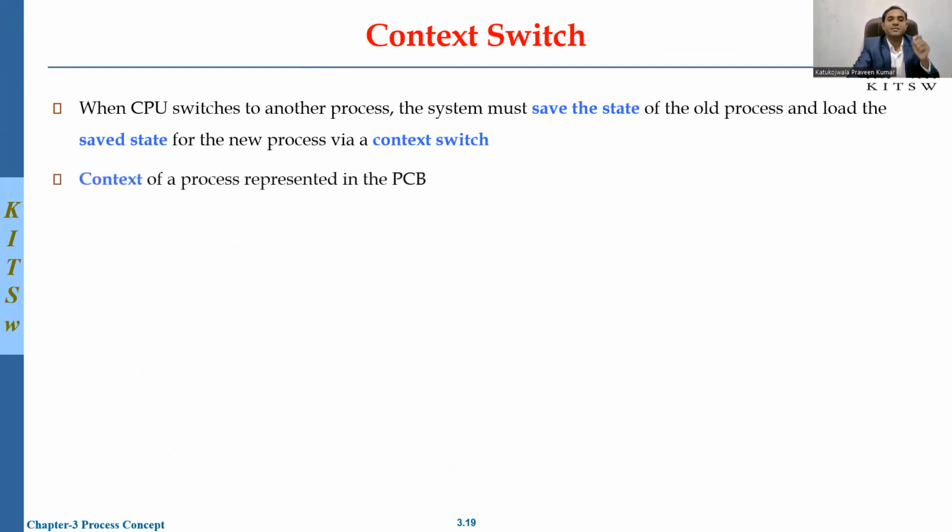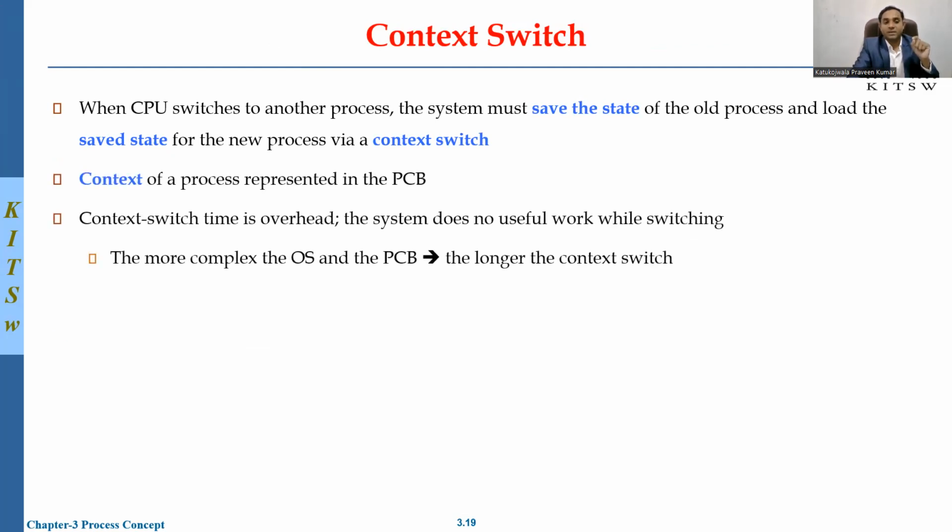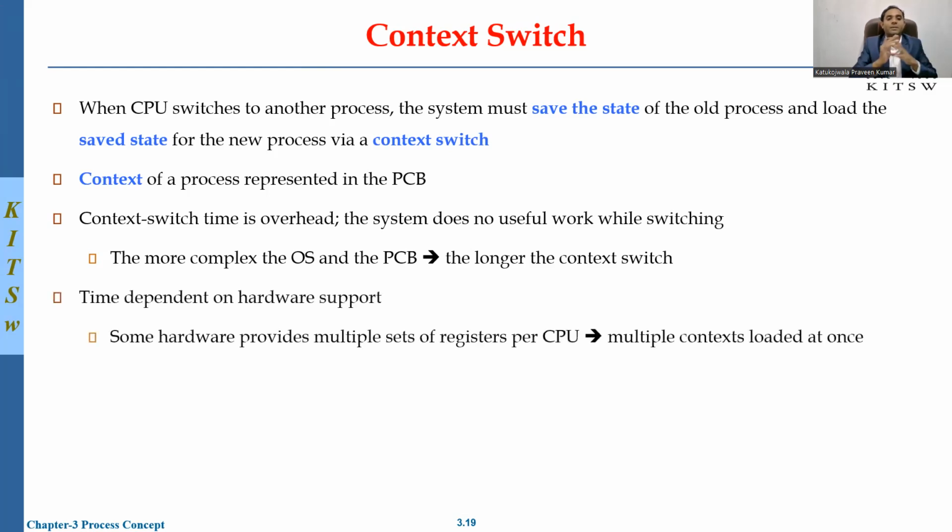The context of a process is represented in the process control block, and generally the more complex the OS and the process control blocks, the longer the context switch. Whenever the context switch is longer, it will be more complex. Some hardware provides multiple sets of registers per CPU, so multiple contexts can be loaded at once. So this is all about the contents of this video.